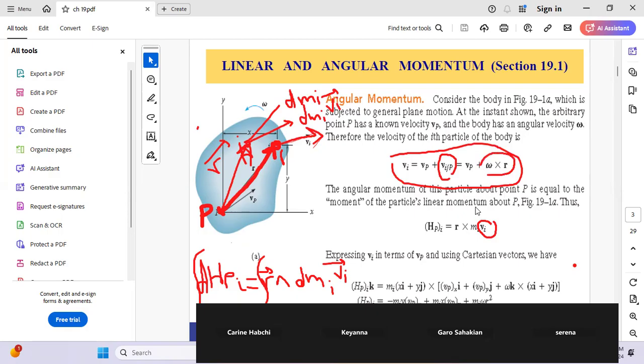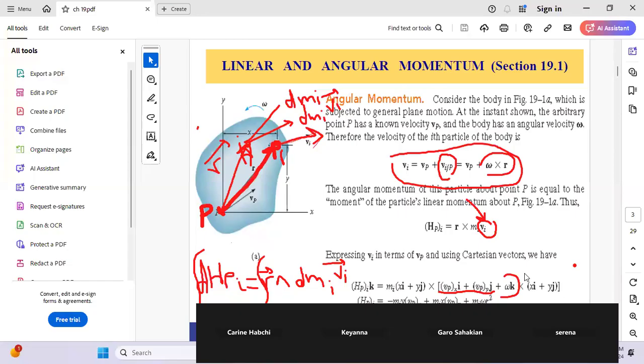So now we can replace, in the angular momentum of the particle, Vi by its expression, Vp plus omega vectorial r. Then we decompose Vp into Vpx i plus Vpy j. We know that in 2D motion, omega will be perpendicular to the plane of motion. So if the plane of motion is xy, omega will be along k. And for the position vector, it's an arbitrary position vector, so its coordinates are x i plus y j.